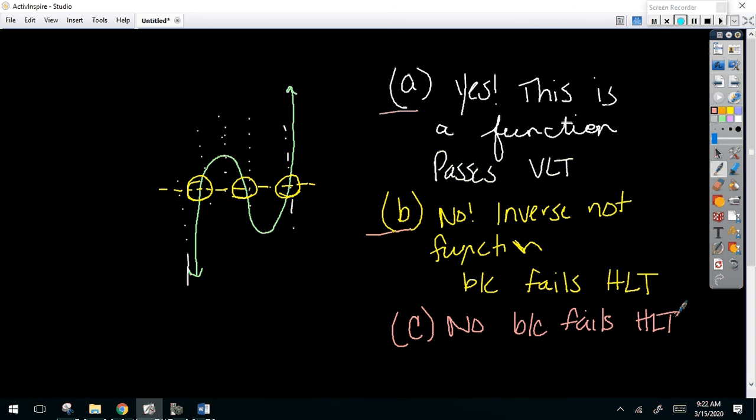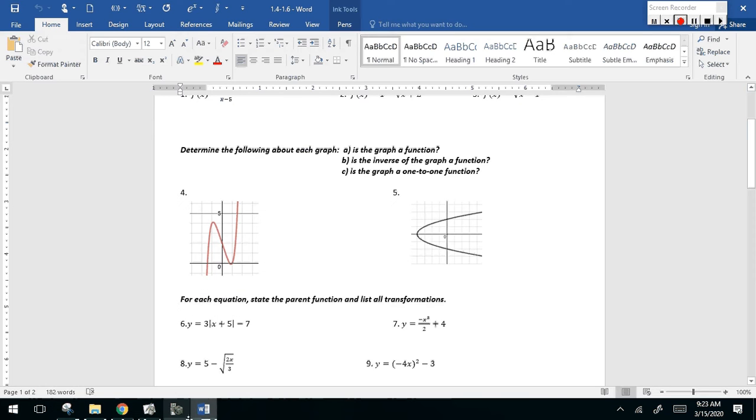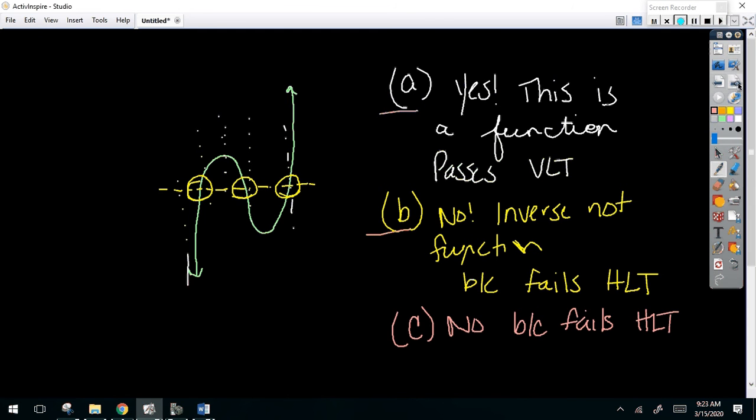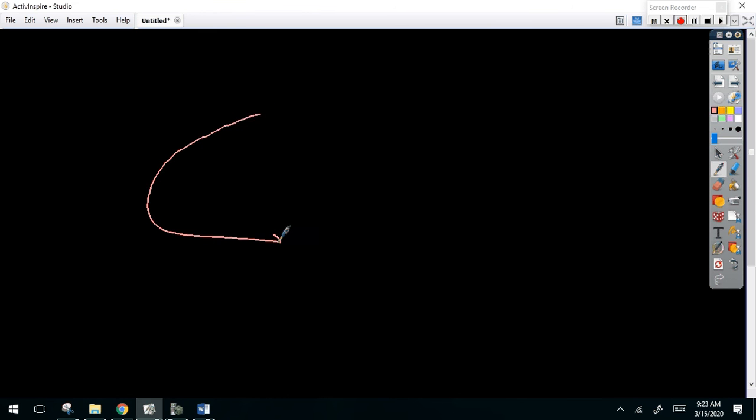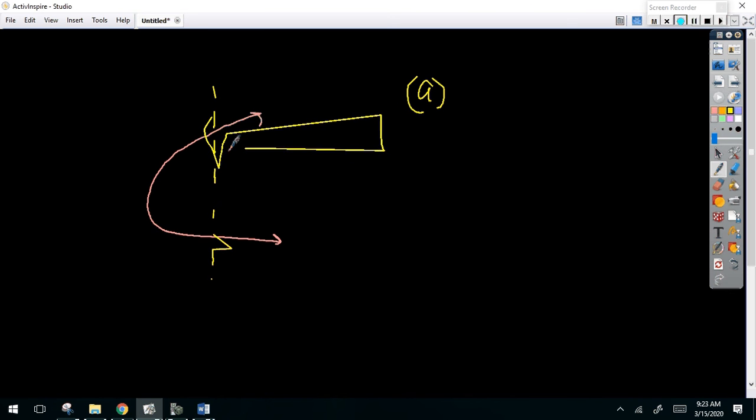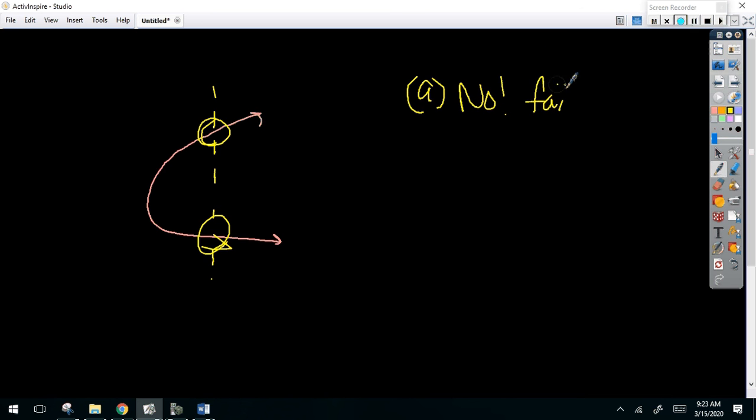All right. Next one up, it looks like a parabola on its side. Same questions here. So is this a function? For part A, this absolutely is not a function, because just like the other one, if you drop this vertical line, it'll touch more than one time. So no, this one is not a function. It fails the vertical line test.